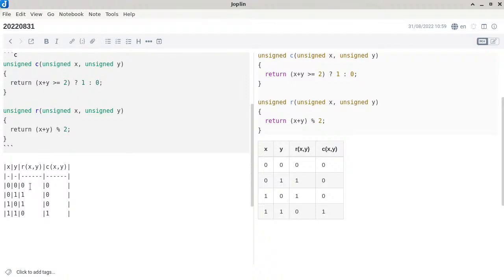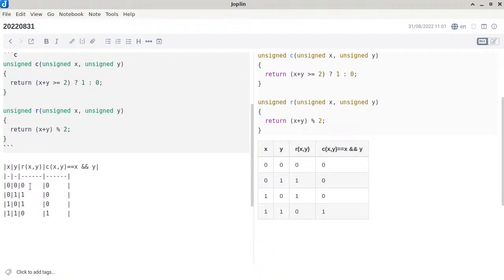So do you see, let's start with carry, because carry is the easy one. Do you see a Boolean operator that would give us exactly the same column for C of xy? Ampersand, logical and, would give us exactly the same thing. Wow, that is kind of cool, because now I can say, this is really the same thing as x and y.